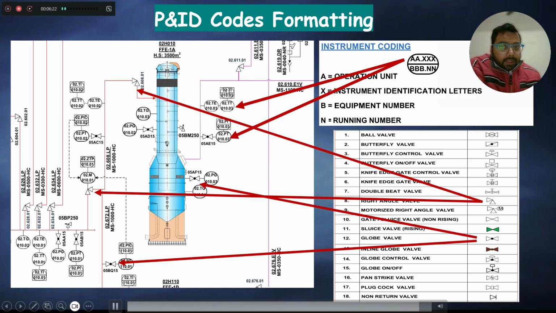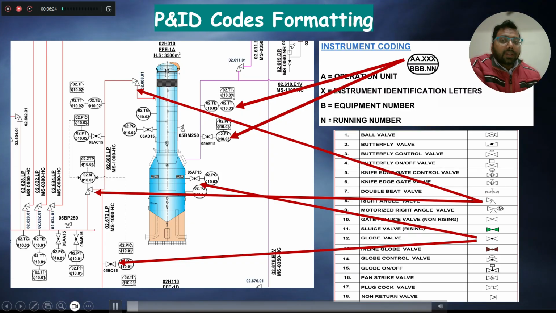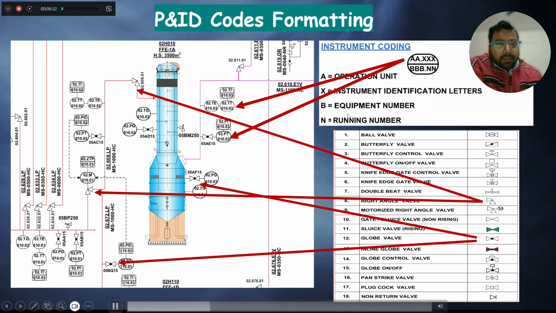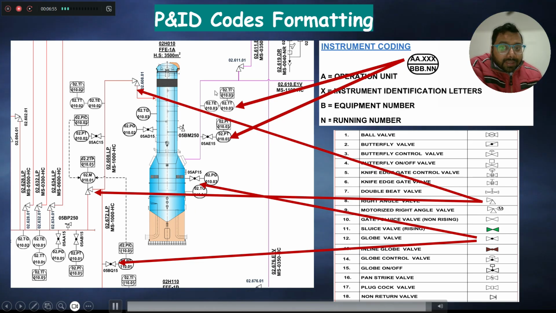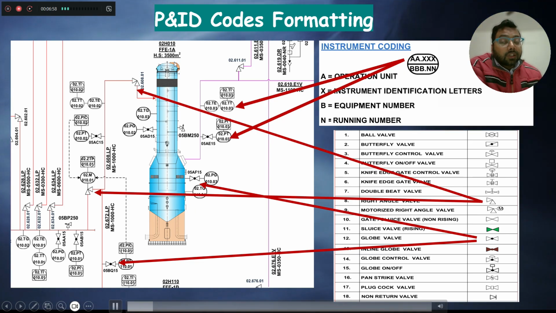Then after the operation unit, the instrument identification letters are there, whether it is a PT, a TT, an FT, whatever it is. So the next two letters represent the instrument identification. Then comes the equipment number. Suppose I take an example of 5 bodies located in this particular area. In every single body there are a few equipments, so to distinguish between the equipments of this body and those of other bodies, we need some number. So I have given the number 010, which means the 010 equipment represents this first body.